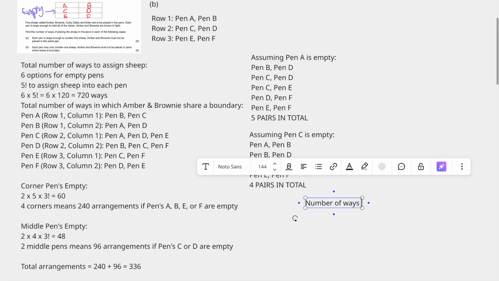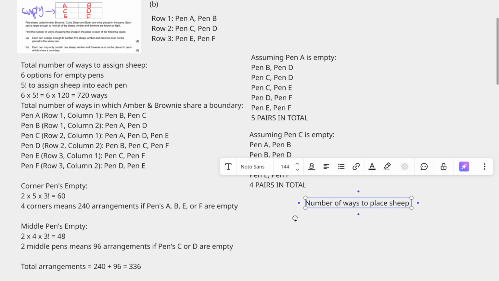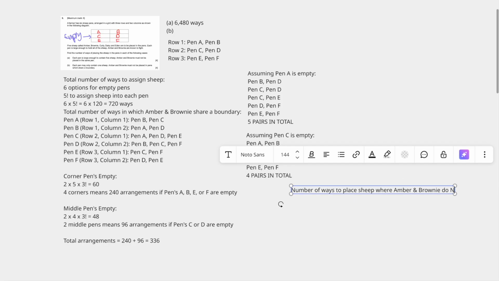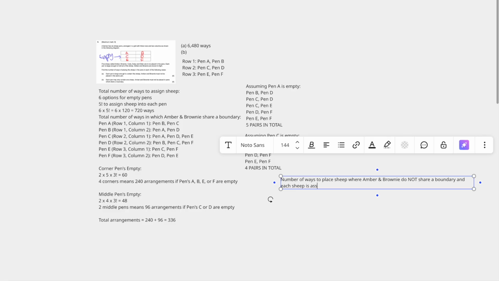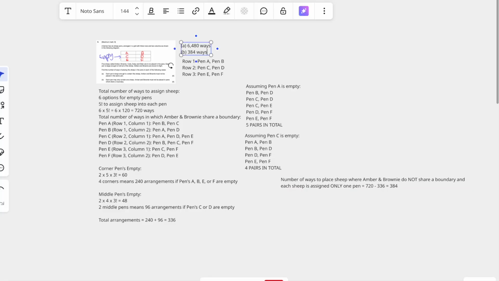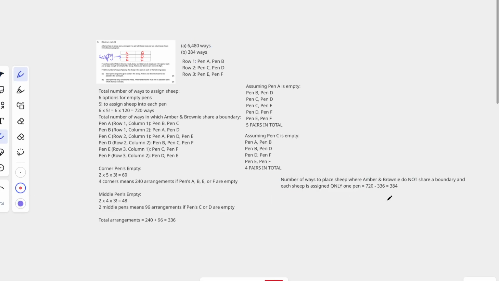Therefore, the answer to the question is simply 720 minus 336, which is 384, meaning there are a total of 384 ways to assign the sheep to the pens such that each pen contains 1 sheep and that Amber and Brownie do not share a boundary.